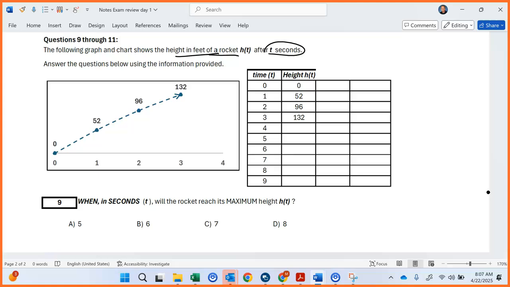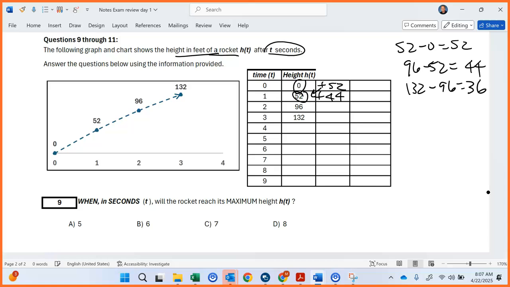So what you do is, a rocket goes in a quadratic equation. So you go, there's 52 minus 0. So that means 0 plus 52 equals 52. And then 96 minus 52 equals 44. And then 132 minus 96 equals 36. Okay, and then you continue, et cetera.